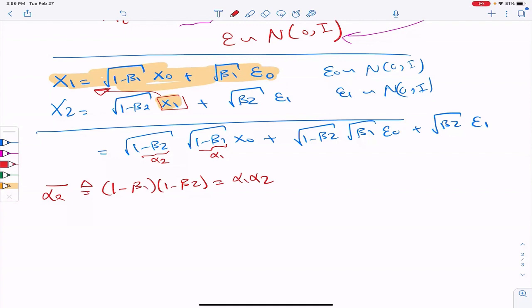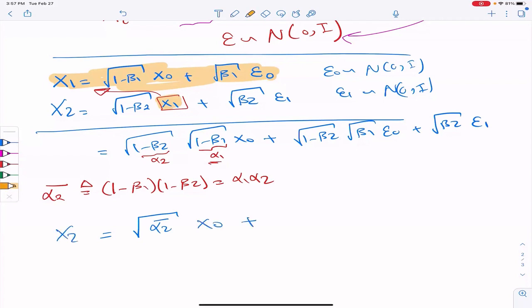So again, let's recall the notations. 1 minus betas, I'm going to individually call them alphas. And alpha bar is the combined alphas up until that particular time, by multiplication of the previous alphas. Therefore, the first term I can write as the square root of alpha 1 times alpha 2, which is alpha 2 bar, times x0.